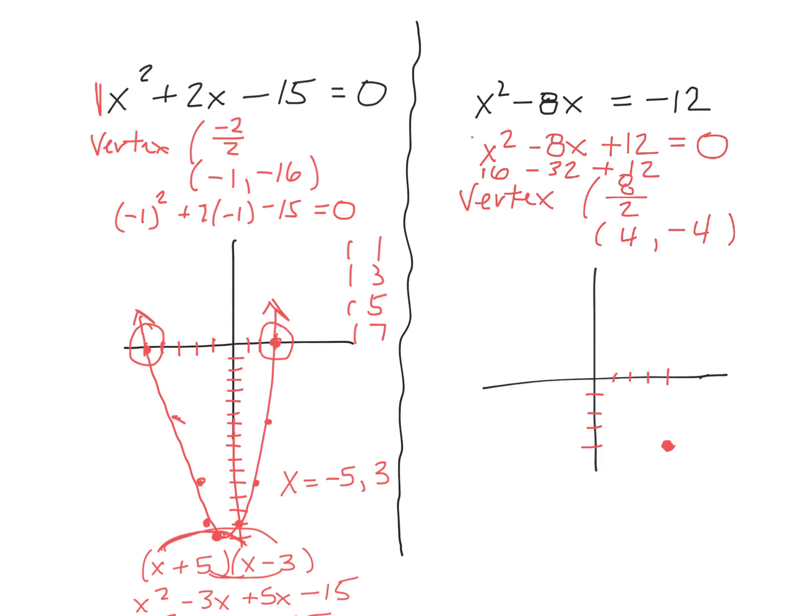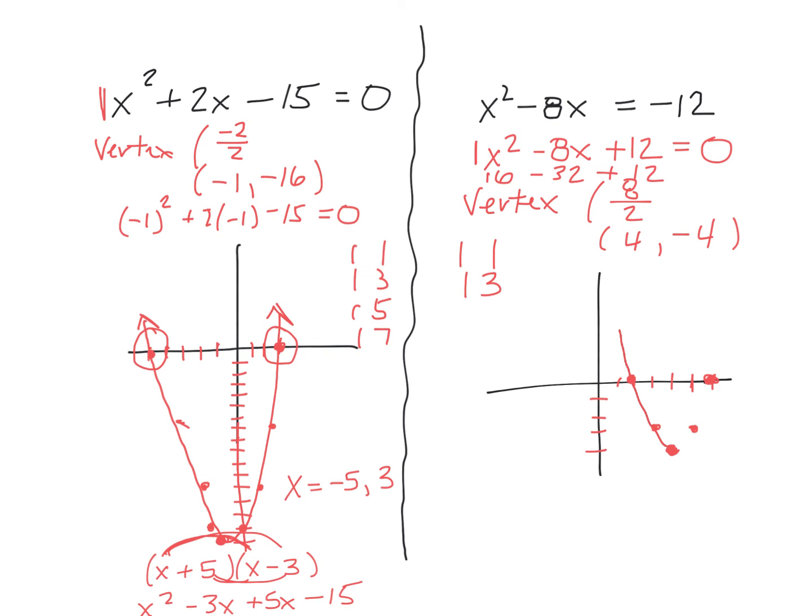All right, my a value is 1 here, so I know I'm going to go over 1 up 1, which will give me those 2 points. And my next one will be over 1 up 3, which puts me right there and right there. So these cross the x-axis exactly at the points 2, sorry, positive 2, and positive 6. So those would be my 2 solutions here.